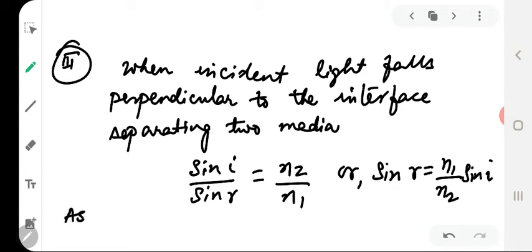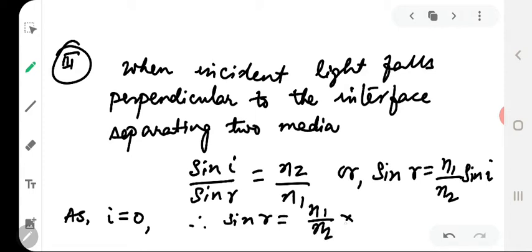Now as i is equal to 0, therefore sin of r is equal to n1 by n2 times sin of 0. Sine of 0 is 0, so that should be equal to 0, which implies that r is also equal to 0. Therefore the refracted light travels along the normal, and hence there is no bending of light, or we can say that there is no refraction of light.